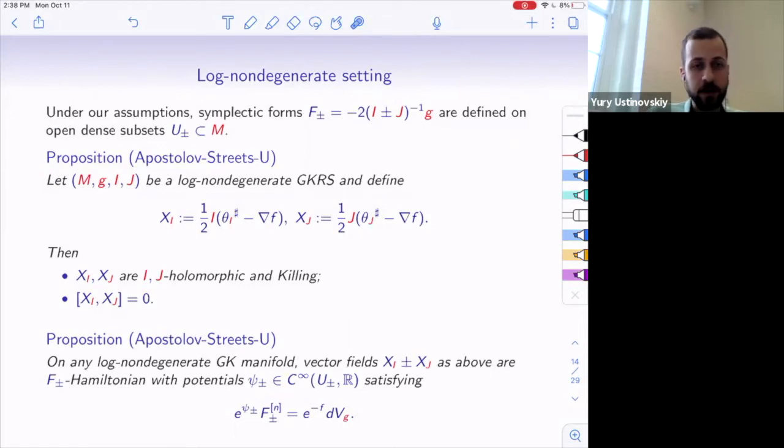It happens that, similarly to the Kähler case, you can cook up holomorphic vector fields from the soliton data. And that's the content of the next proposition. If you start with a log non-degenerate generalized Kähler-Ricci soliton, and you consider these two vector fields, these are gradients of f, linearly combined with Lie vector fields, duals of Lie forms, and then multiplied by I or j.